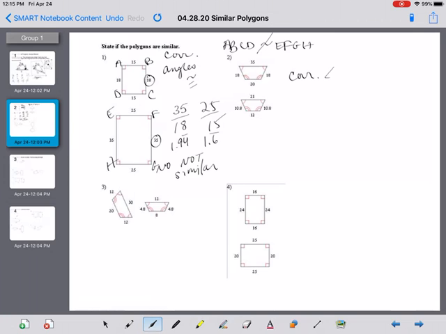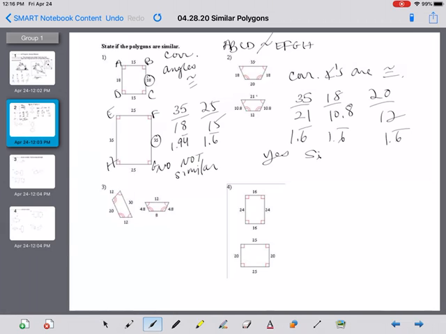So then number 2, corresponding angles are congruent, so that's good. See, if they're not, then immediately they're not similar figures. And now let's see, 35 to 21. And the big number doesn't always have to go on top. 18 to 10.8, and then 20 to 12. So let's divide those. 1.6 repeating, 1.6 repeating, and 1.6 repeating. So yes, they are similar.